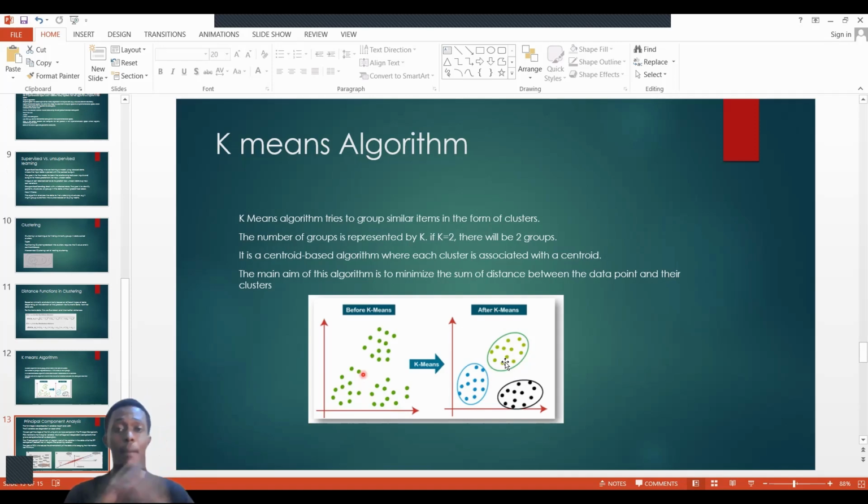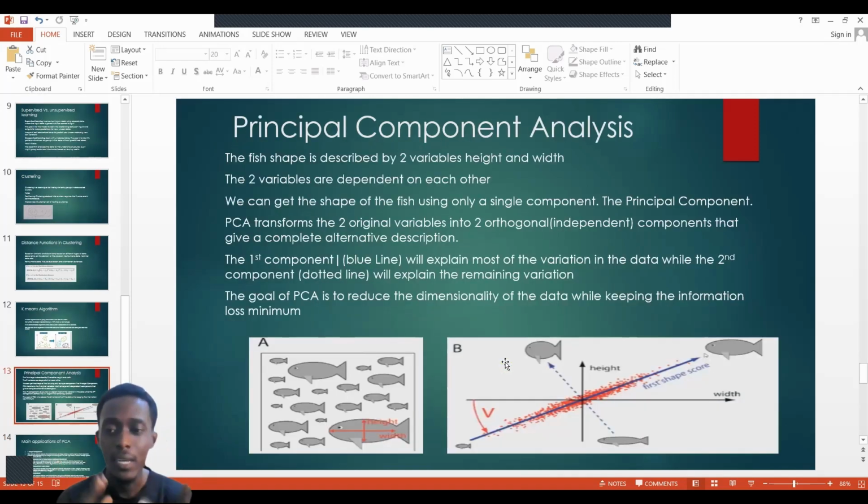Then the PCA, or principal component analysis, I want to explain in the simplest terms. I'm going to use this illustration. You could think of a fish example like here. It has two variables, let me say height and width. You realize they're dependent on each other: as the height increases, the width of the fish also increases. So we can deal with these two components using just one simple component, as you can see in situation B.